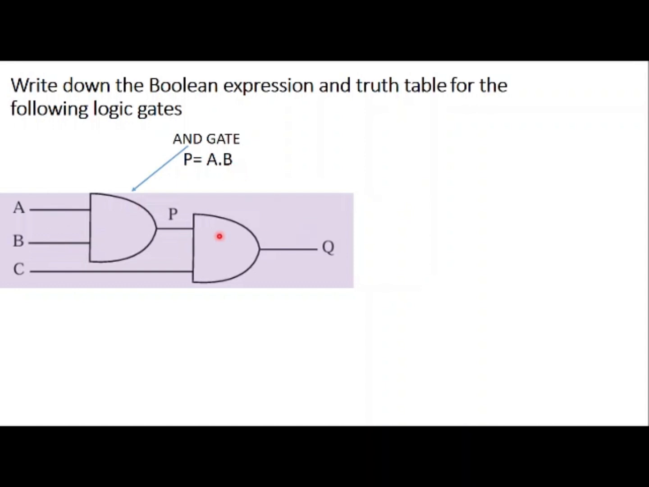Dot means multiplication. And what is this? This is also an AND gate. So here, Q equals P dot C, which is A dot B dot C. So the final Boolean expression would be A dot B dot C. So that is the Boolean expression. Now let's find the truth table. So there are three inputs.